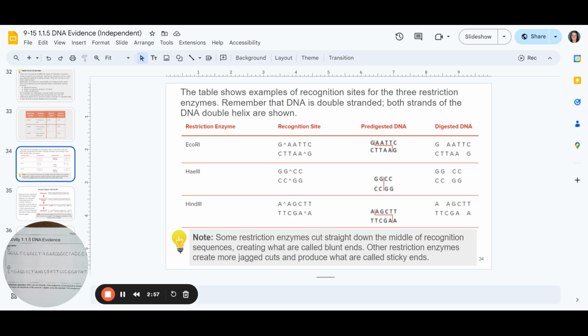Now remember, some restriction enzymes cut down the middle, creating what we call blunt ends. Other restriction enzymes cut jagged, where it's not a smooth cut, it's not straight down the middle, and we call those sticky ends, because imagine like Velcro, some are shorter, some are longer, so they can stick together.